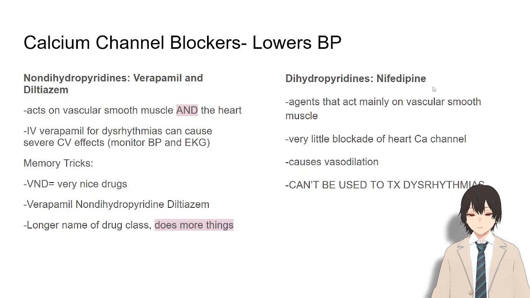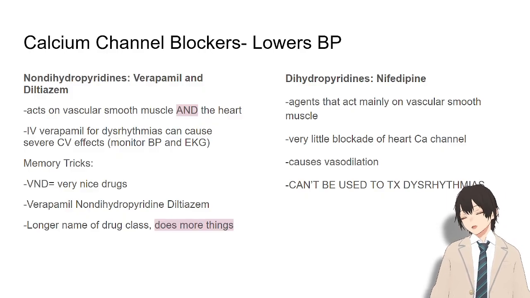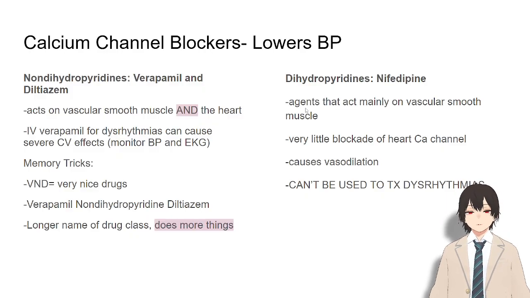So we're going to start off with calcium channel blockers. They lower blood pressure, but not all calcium channel blockers are created equal. We have two main types. We have the non-dihydropyridines, which consist of verapamil and diltiazem, and we also have the dihydropyridines, which is usually nifedipine. So with non-dihydropyridines, they act on the vascular smooth muscle and the heart, whereas dihydropyridines, the nifedipine class, usually act mainly on the vascular smooth muscle.